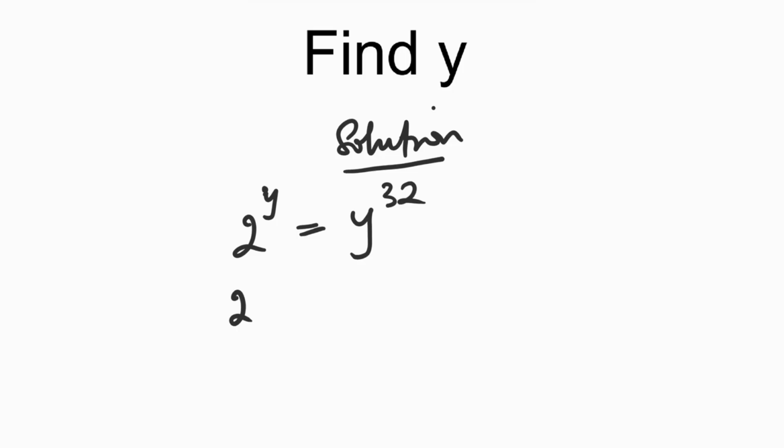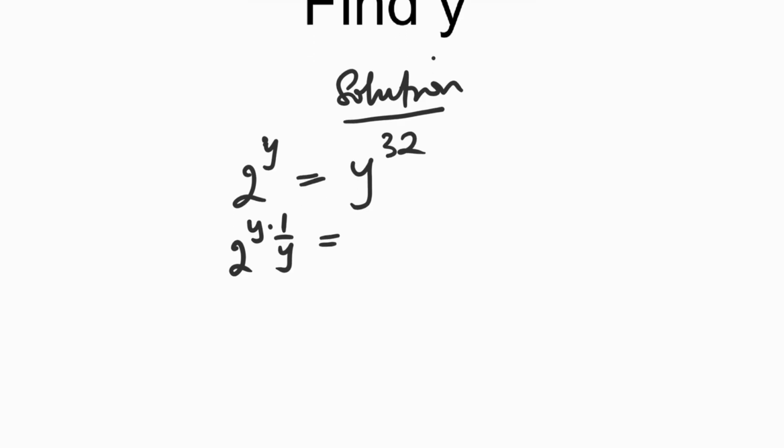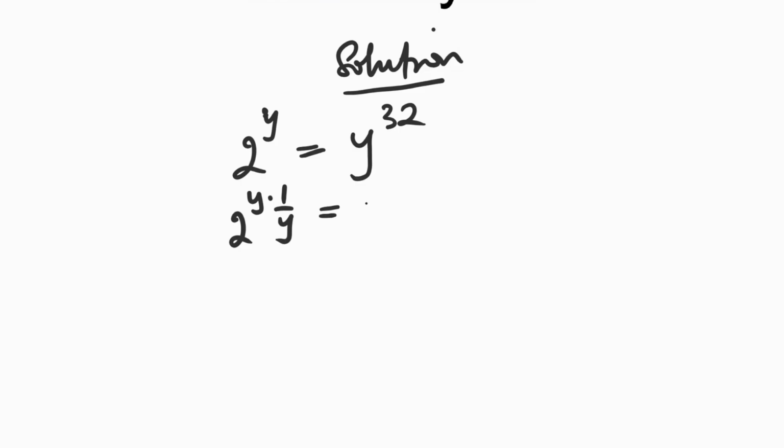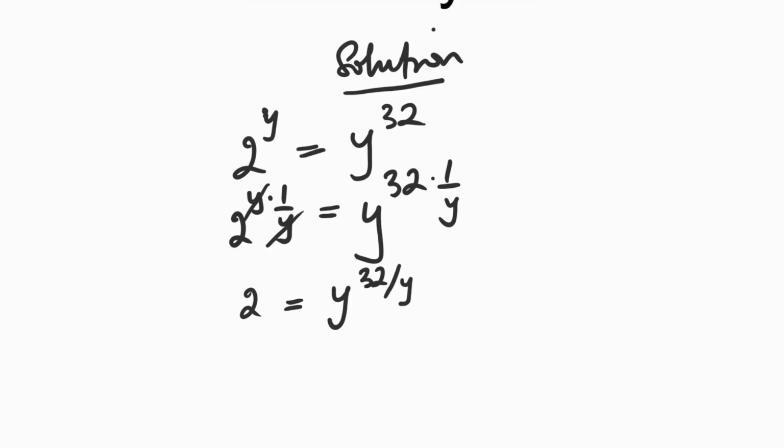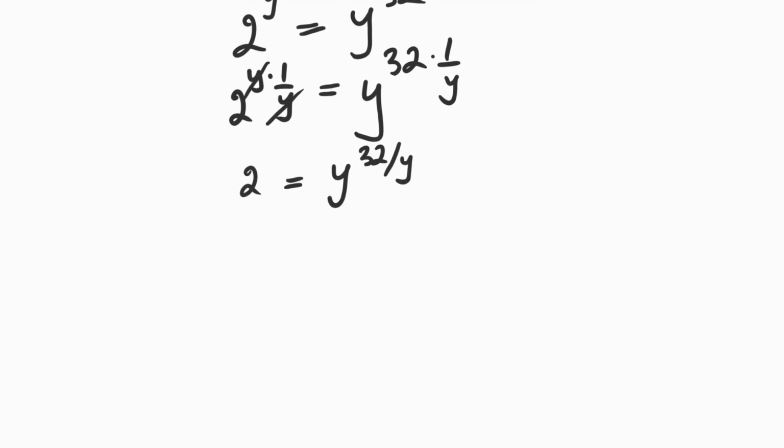To move y to the right side, we'll multiply by 1 over y. And obviously, whatever we do on the left-hand side, we do the same onto the right-hand side. So this becomes 32 times 1 over y. Y can cancel out. So we have 2 to the power 1 over y is equal to y to the power 32 over y. Now, to get rid of 32 on the right-hand side, we divide by 32 as well, or multiply by 1 over 32. And that has to happen on both sides as well.